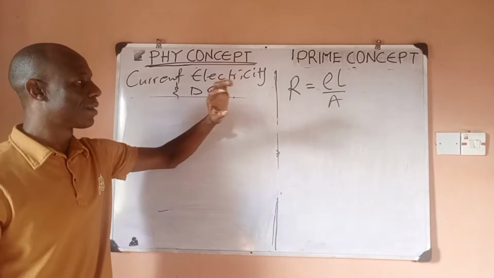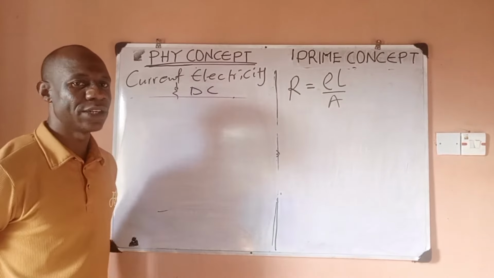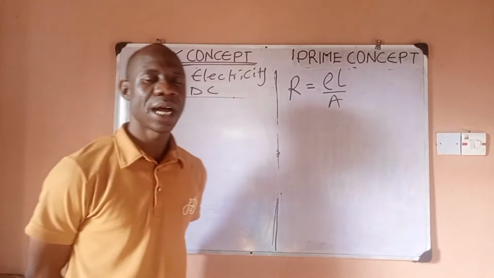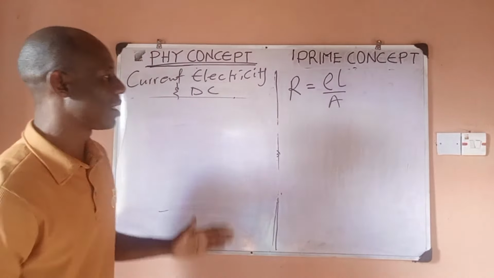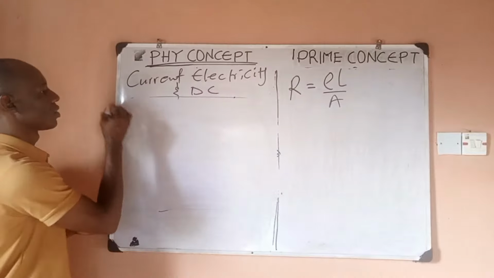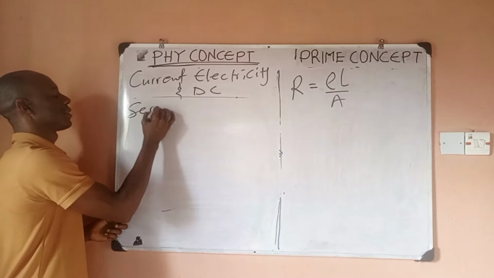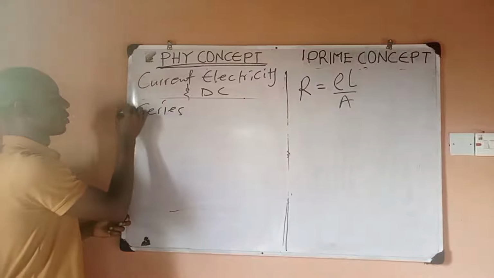Now, quickly, we want to look at arrangement of resistors. How do you arrange resistors? I won't waste time there because it's similar to capacitors. So resistors can be arranged in series, and also in parallel.